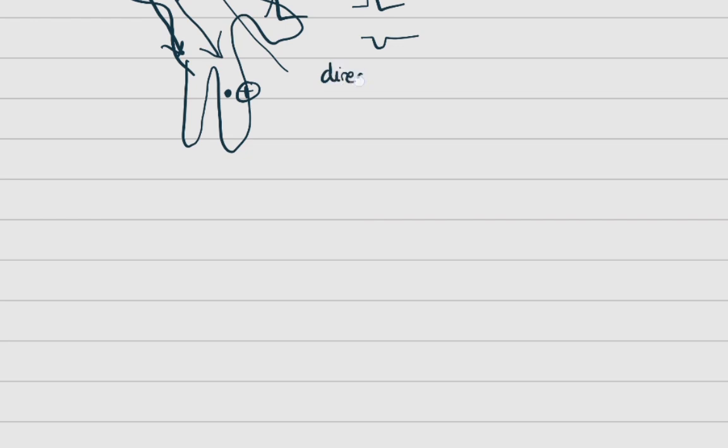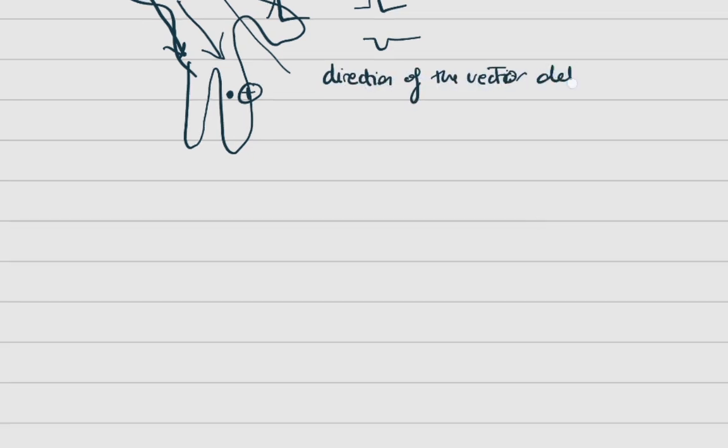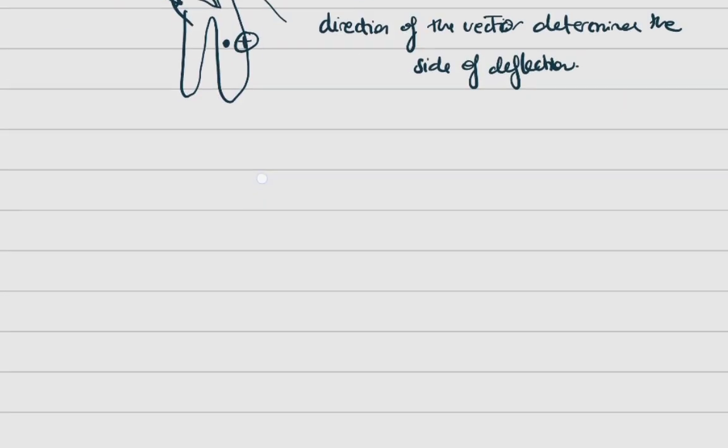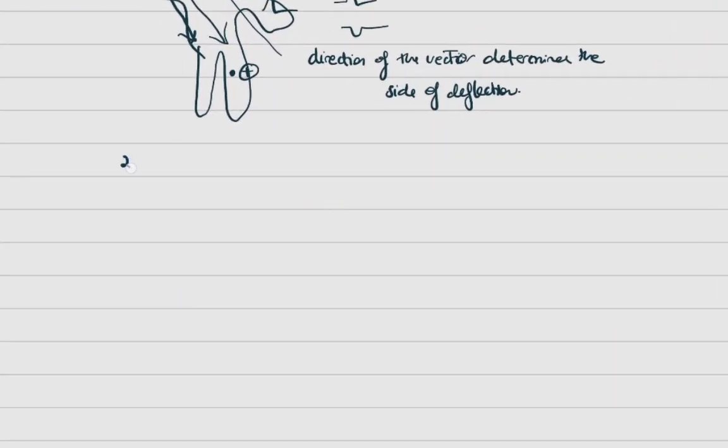So the direction of the vector determines the side of deflection. This is the first thing. Second, away from the electrode is negative. Next is sensitivity. The commonly used sensitivity is 10 mm equal to 1 millivolt. These are the commonly used conventions and methods.